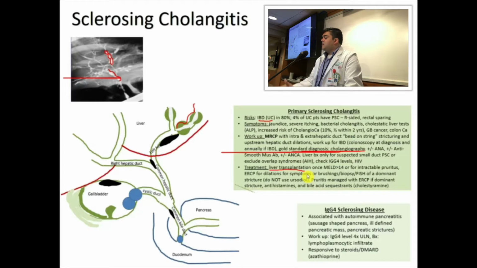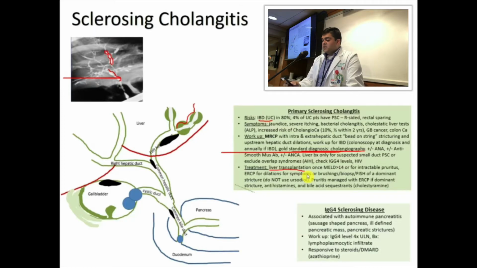Now the pruritus, that can be managed with ERCP if they have a dominant stricture. You use antihistamines, you can use some bile acid sequestrants. However, you do not use ursodiol. So ursodiol is actually first line in PBC. However, you don't use it in PSC.